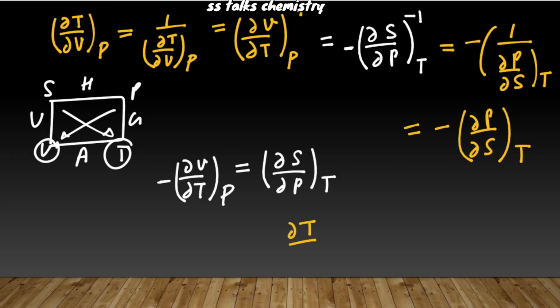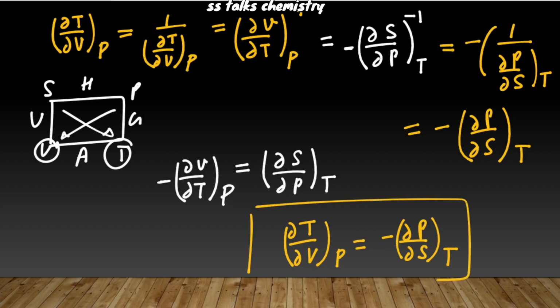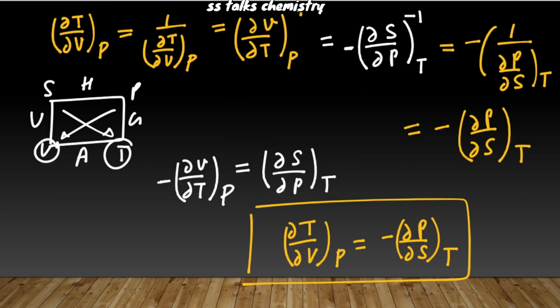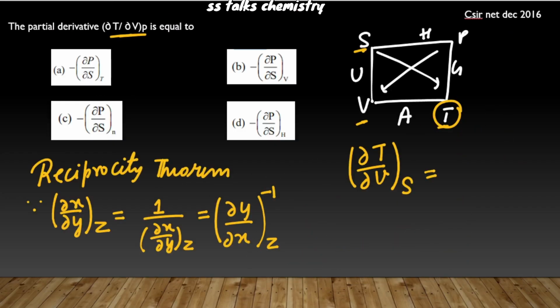So del T by del V at constant pressure is minus of del P upon del S at constant temperature. This is the relationship. Based on this, the correct answer is minus of del P by del S at constant temperature. Option A only is the right answer. Got it?